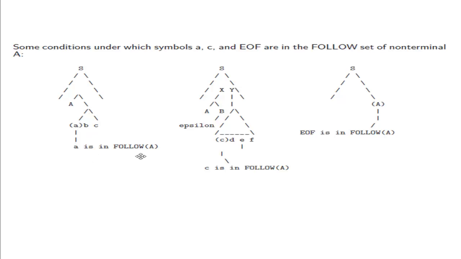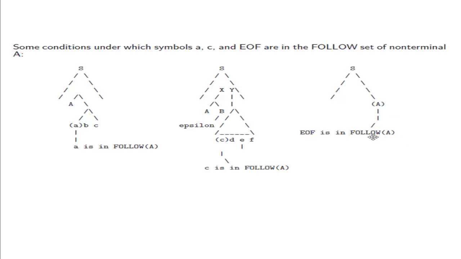Now if I go here, for the follow of A, after A I am seeing B, but B goes to epsilon, so I can't take B. I have to find the terminal, and therefore I go to Y, and after Y I see there is a terminal C, so C is in the follow of A, right? Because I want to see which one is a terminal after A. And here A is the last, so the end of file is going to be the follow of A then.